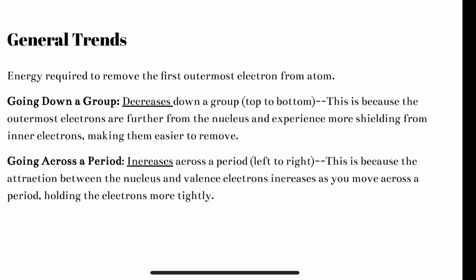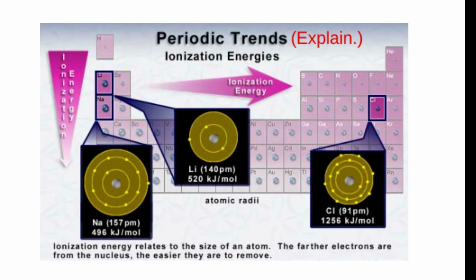Across the period, or left to right, ionization energy increases. That's because the nucleus has a stronger pull on the valence electrons, holding them more tightly as you add more protons. So it takes more energy to remove them. This diagram helps visualize what I just explained. Notice how the ionization energy increases from left to right and decreases as you move down. This pattern helps predict the chemical behavior of different elements.